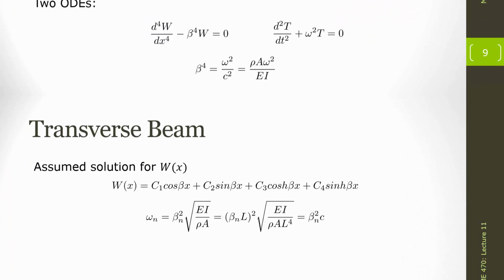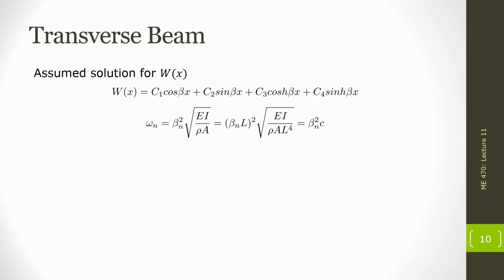So where we can start with this is that we can have an assumed solution for our w of x, that fourth order ordinary differential equation. So we will write our assumed solution for w in this form with 4 terms to it. So it's going to have a cosine term, a sine term, a cosh term, and a sinh term, where the cosh is going to be hyperbolic cosine and the sinh is hyperbolic sine.